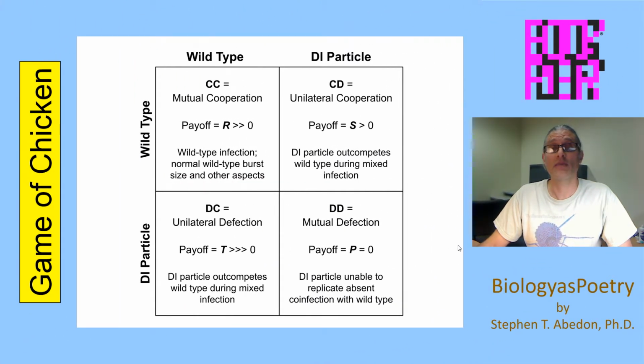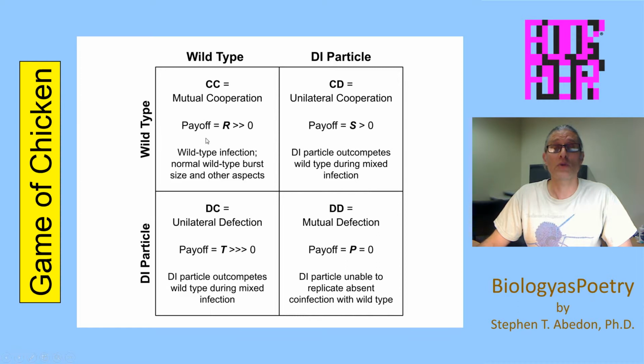One can see a game of chicken being played in microbial systems with what are known as DI particles. DI particles are defective interfering particles. They are viruses that are unable to infect a cell on their own, but instead are able to parasitize infections that are caused by the wild-type version of the same virus. In this case, when you have co-infection between a DI particle and the wild-type virus, the DI particle steals from the wild-type virus and as a consequence displays a higher fitness than the wild-type virus.